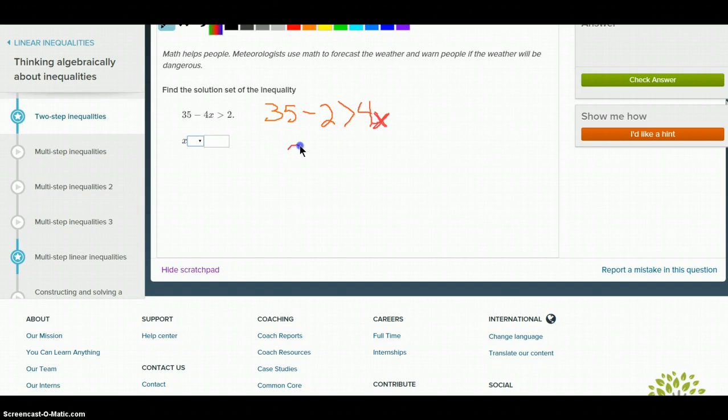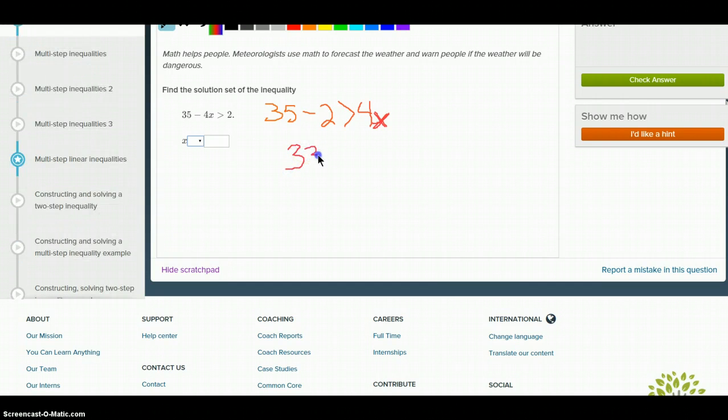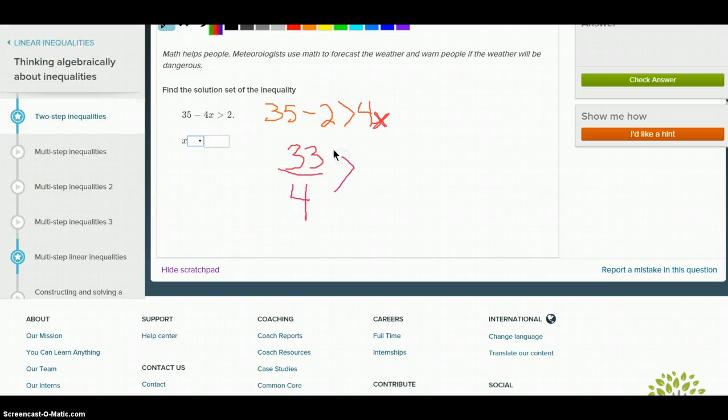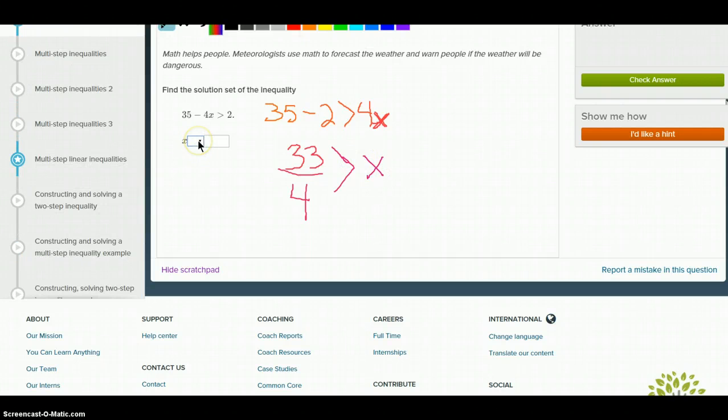Okay, so let's clean this up a bit. We'll have 33, and then we'll just divide by 4, and that is greater than x. Okay, so it's in a different spot over here, but we see that the x is going to be less than. So it's 33 over 4 is greater than x, or x is less than 33 over 4.